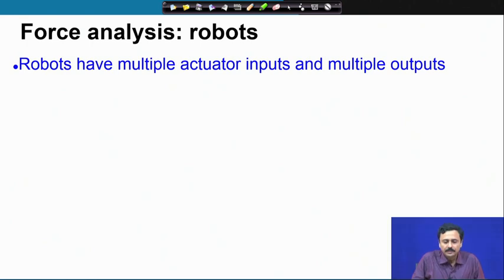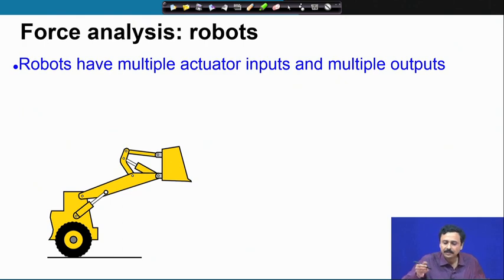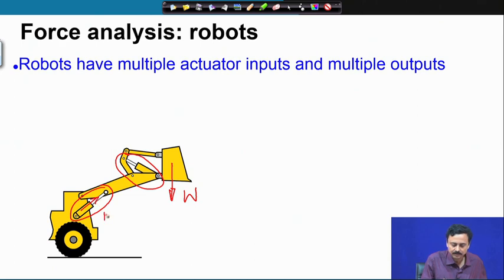Now, we will look at the force analysis for robots. As you know, robots have multiple actuators as inputs, and there can be multiple outputs. For example, here we have this excavator, we have a load maybe W, and we have two actuators which are applying forces F1 and F2, and that is responsible for equilibrating the load W.